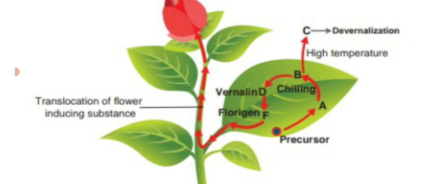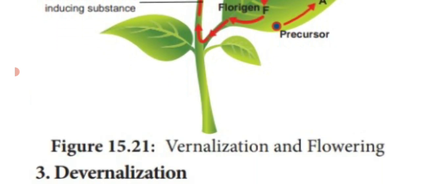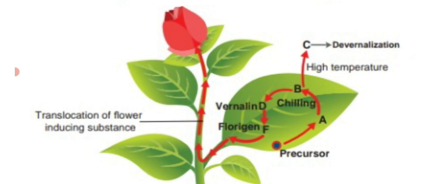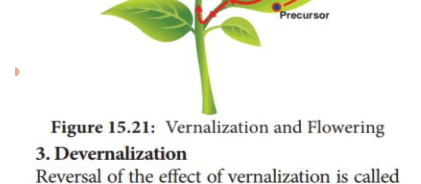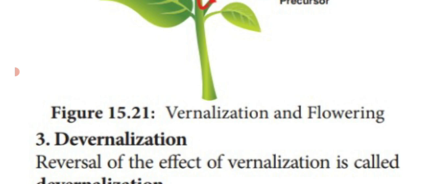At the time of the vernalization process, if we place the plant in a high temperature, the devernalization, that is C, occurs in the plants. So after the formation of florigen, it will be transferred to the tip of the leaf and produce the flower at the tip. This is known as vernalization and flowering.